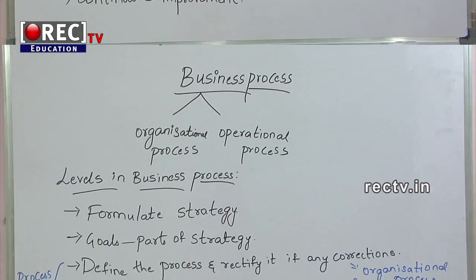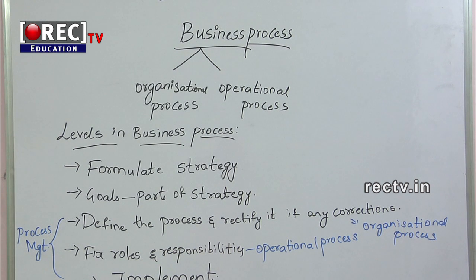We have seen what is meant by business, what is meant by process, and what is meant by process management. Now let us try to understand what is meant by a business process. There are 2 types of business process: one is the organizational process and the other is the operational process. There are 5 levels in a business process, and the organizational process and operational process are also involved in these levels.